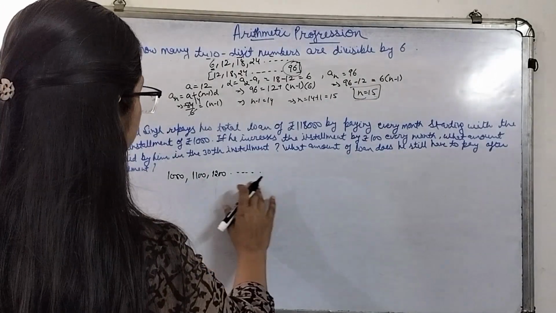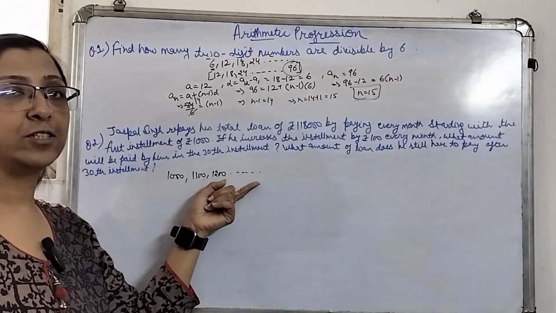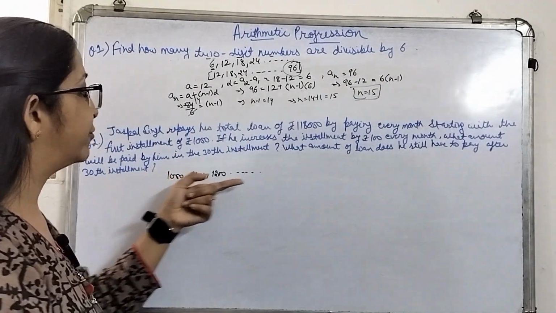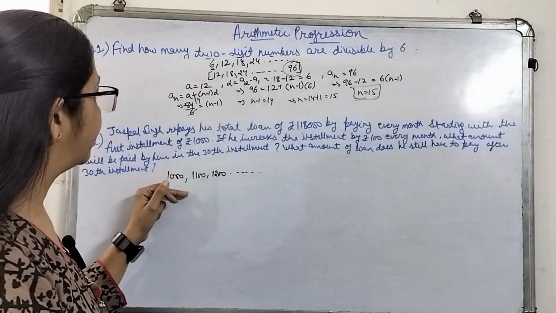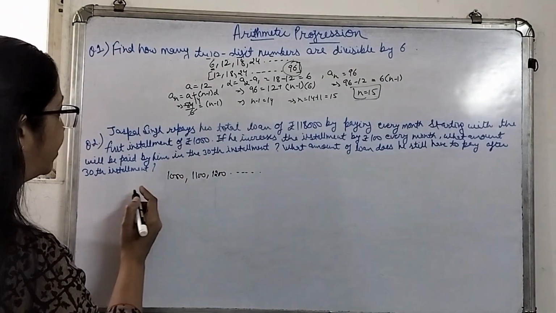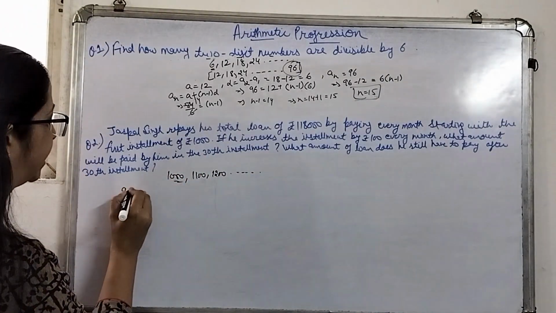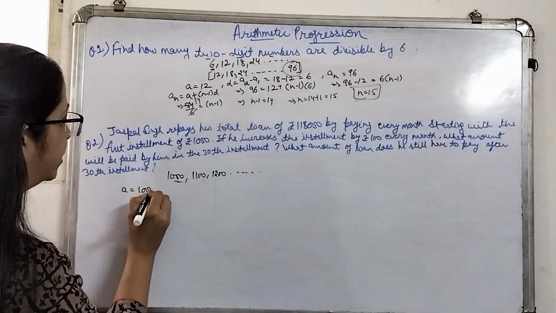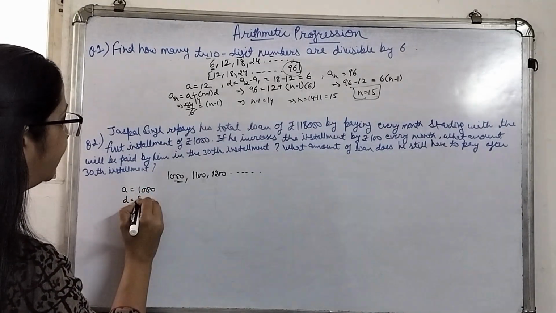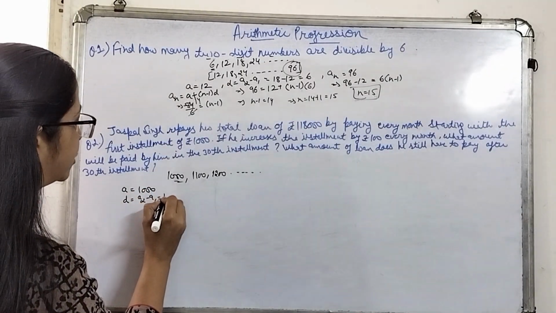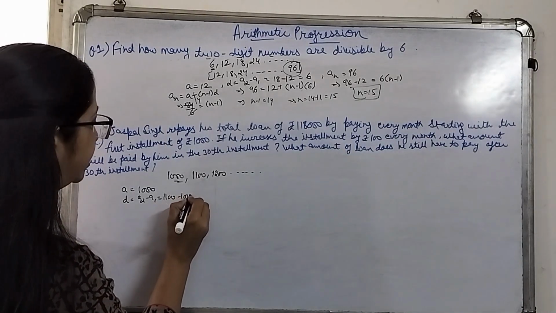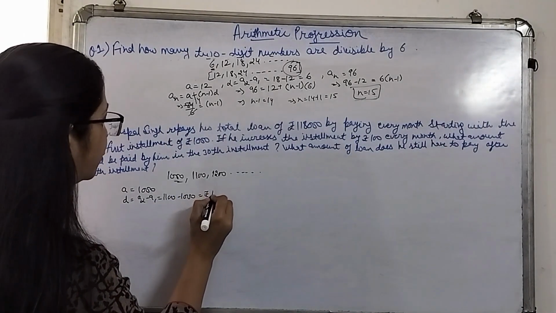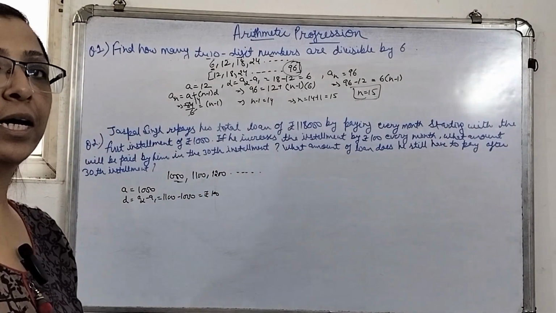Now let's see over here, we can again see that the series is in AP. The common difference is the same throughout the series. That means it is in AP. That simply means the first term over here, that is small a, is 1000 and the common difference is a2 minus a1, that is 1100 minus 1000, that is 100 rupees. The common difference is 100.